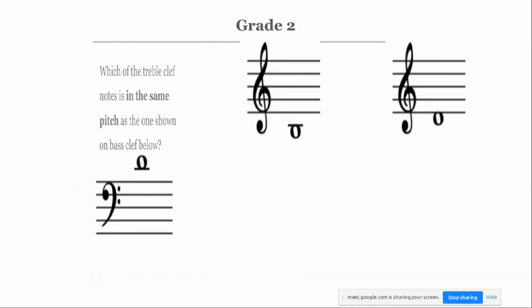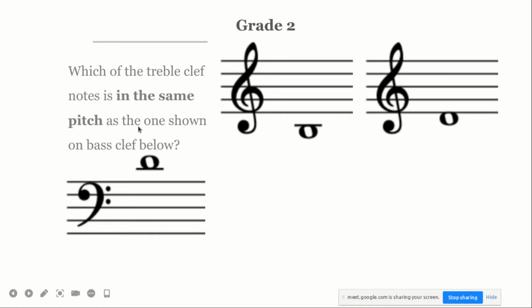Yes, it is. Okay, so answer this. Which of the treble clef notes is in the same pitch as the one shown on the bass clef below? Which one of the ones here on the right is the same as the one here on the bass clef?